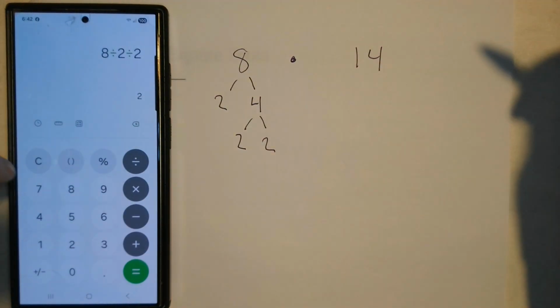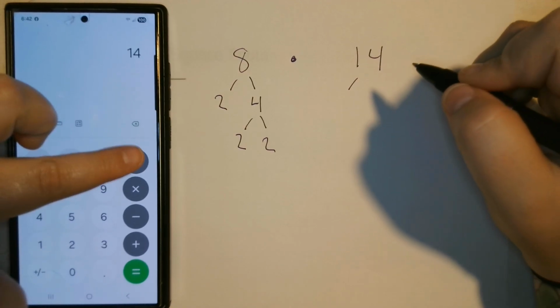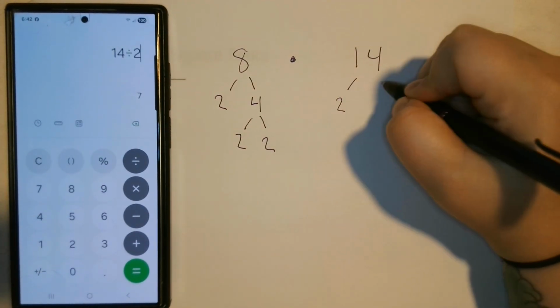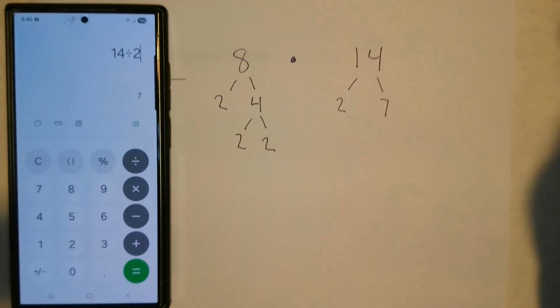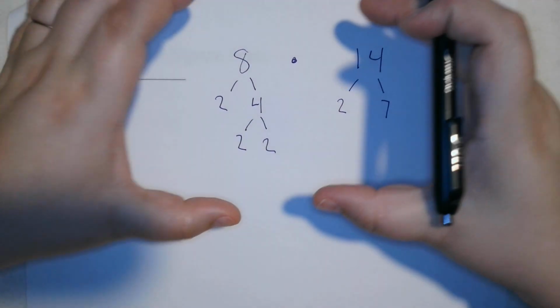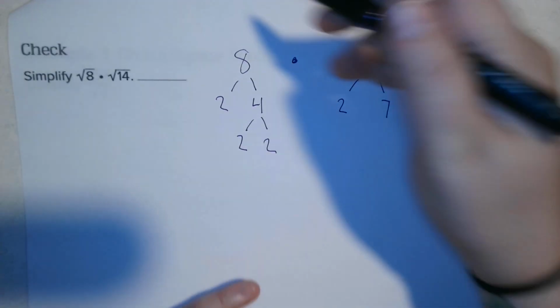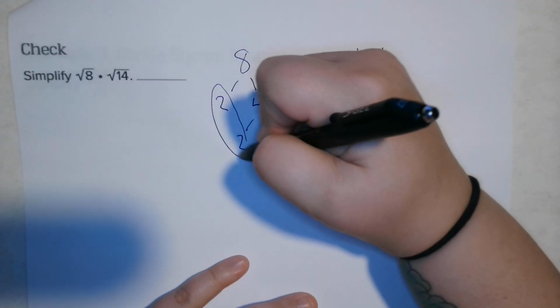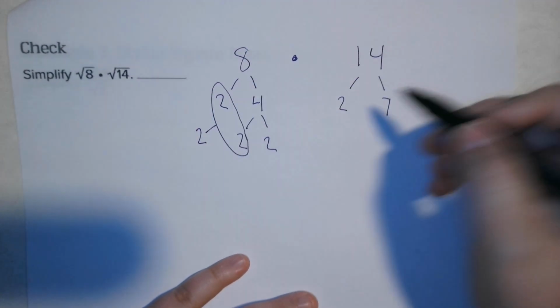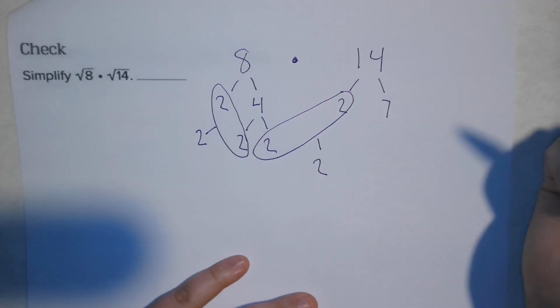Now I'm going to do my 14. 14 is even. So I'm going to divide by 2. That gets me 7. 7 is not even. We can't do anything with it. Now remember, we're going to take everything into consideration when I'm circling pairs. Okay? There's a pair, so a 2 comes out. There is a pair, so a 2 comes out.